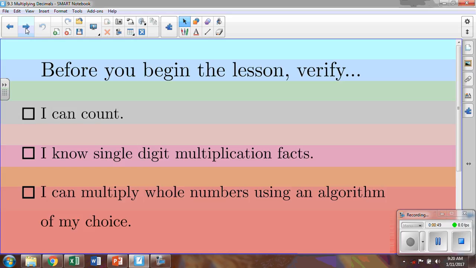Now, some basic things that you need to know. Of course, you have to be able to count. If you're going to multiply decimals, counting matters. You also need to know how to multiply your single-digit facts. For instance, 8 times 7 is 56. You just have to have those memorized. Additionally, you have to be able to multiply whole numbers using whatever algorithm you choose, whether it's the standard method or the box method. You need to be able to multiply by hand anyway.